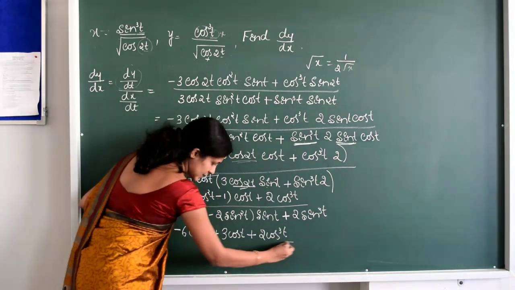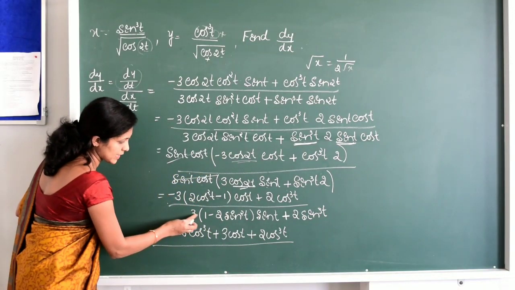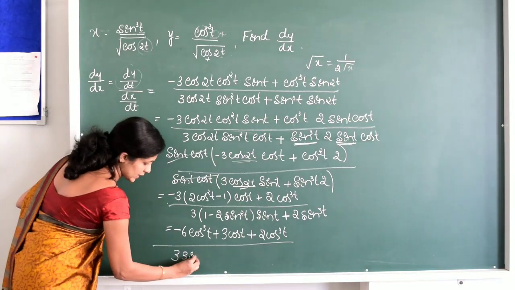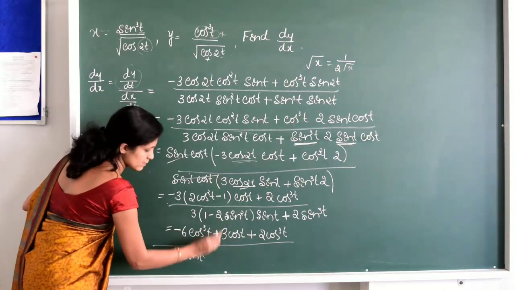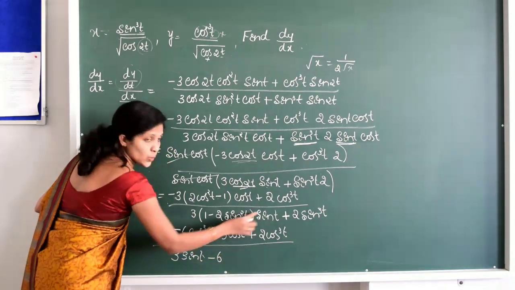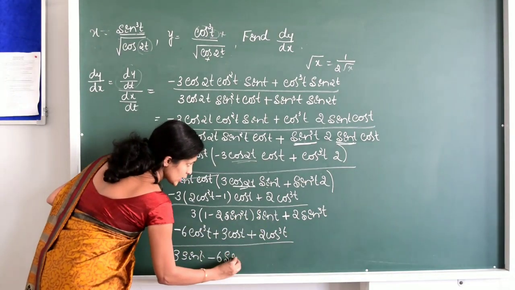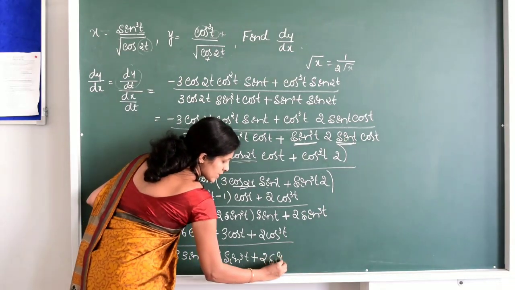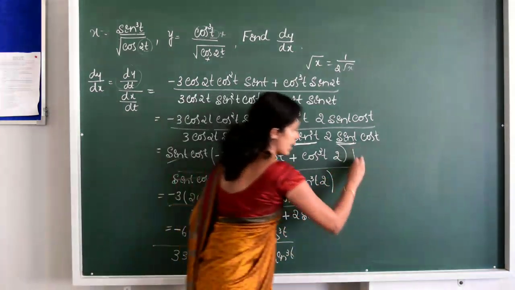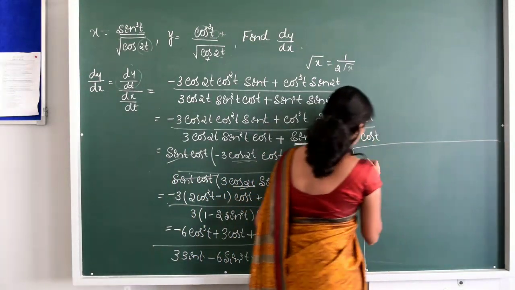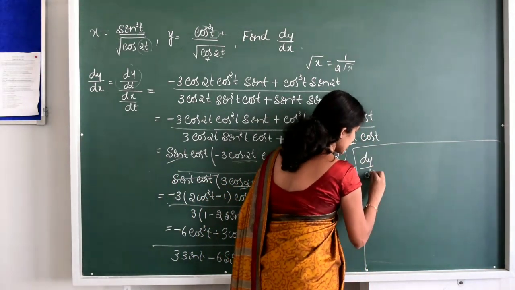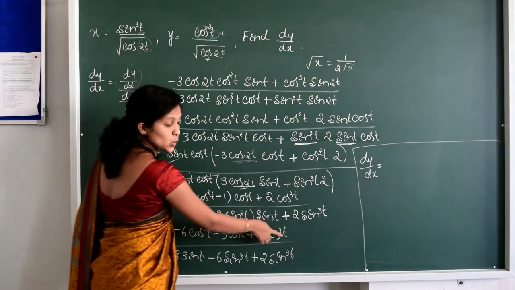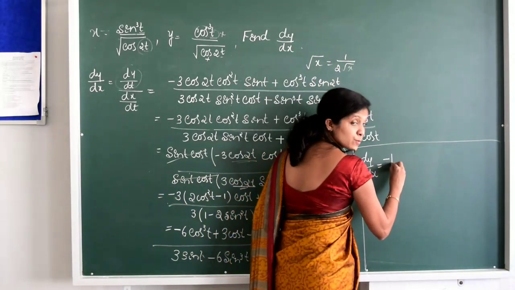2 cos cube t whole divided by, here also we will multiply 3 into 1 sin t. So this will be now 3 sin t and this is 3 into 2 will be 6, minus is there, so minus 6 sin square into sin, it will be sin cube t plus 2 sin cube t. So clear? Plus 2 sin cube t. Now finally we can write dy by dx is equal to, see this one, minus 6 cos cube t plus 2 cos cube t. So I can write minus 4, right?